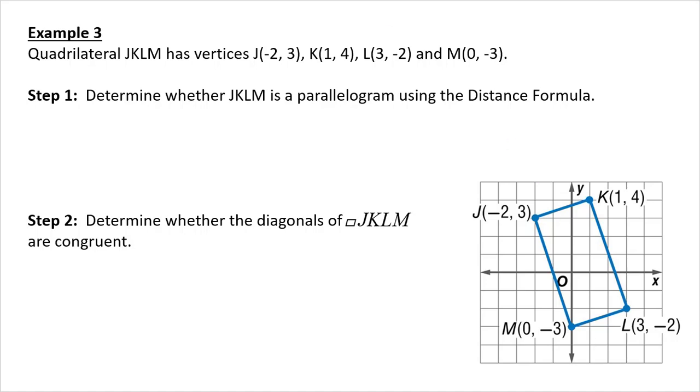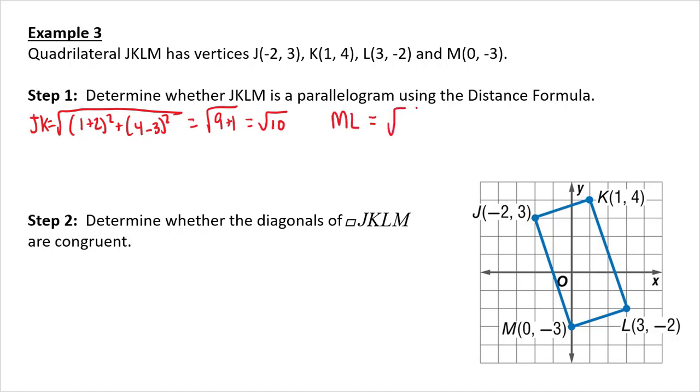Okay, number 3. We have quadrilateral JKLM with these vertices, and I have the picture here. Determine whether JKLM is a parallelogram. Okay, so we just got to do a whole bunch of distance formula. I'm going to go through these quickly. I have 1 minus negative 2 squared plus 4 minus 3 squared. So that is 9 plus 1, which is root 10. Let's look at the side opposite of that, ML. For ML, I have 3 minus 0 squared plus negative 2 minus negative 3 squared. So that looks like 9 plus 1.